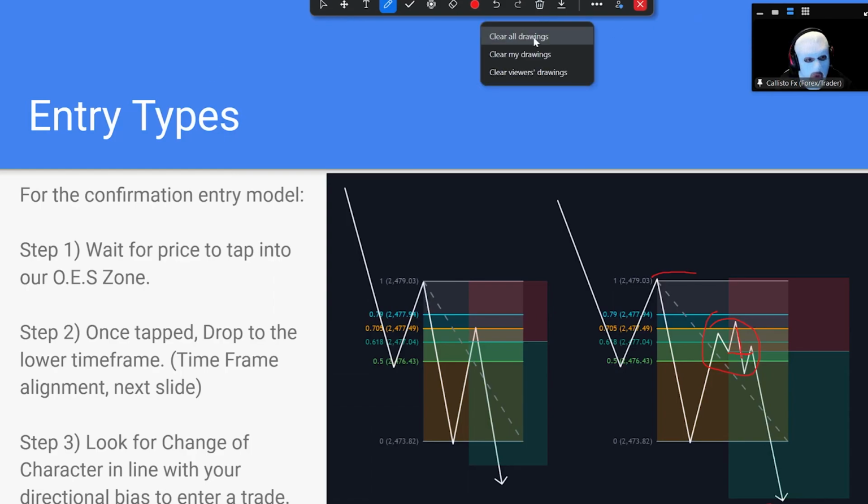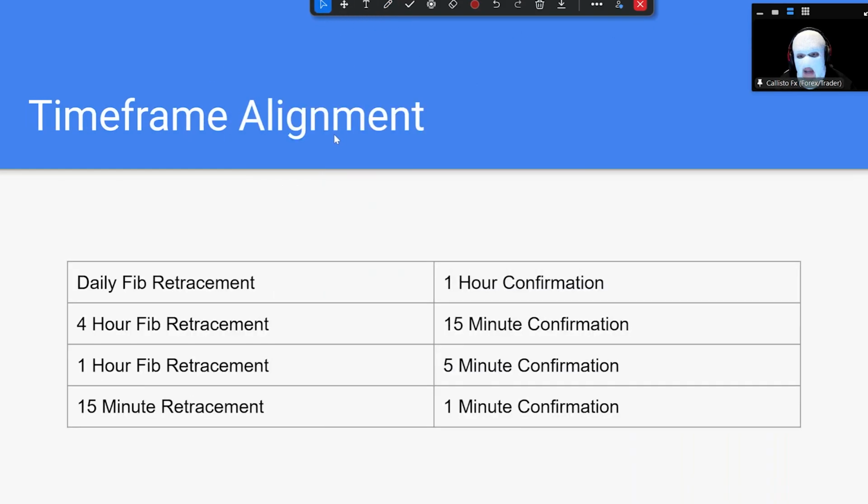So now let's go through time frame alignment. Now, you guys like to ask, how can I use this strategy? What time frame? What time frame? This is the guideline I have for you. If you're looking to trade the daily, and you want to use the safe entry, then you have to drop to the 1 hour time frame for confirmations.